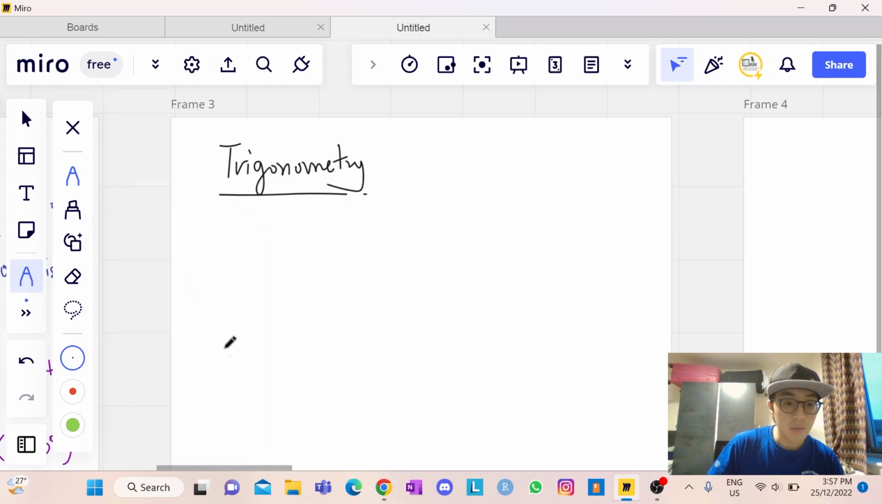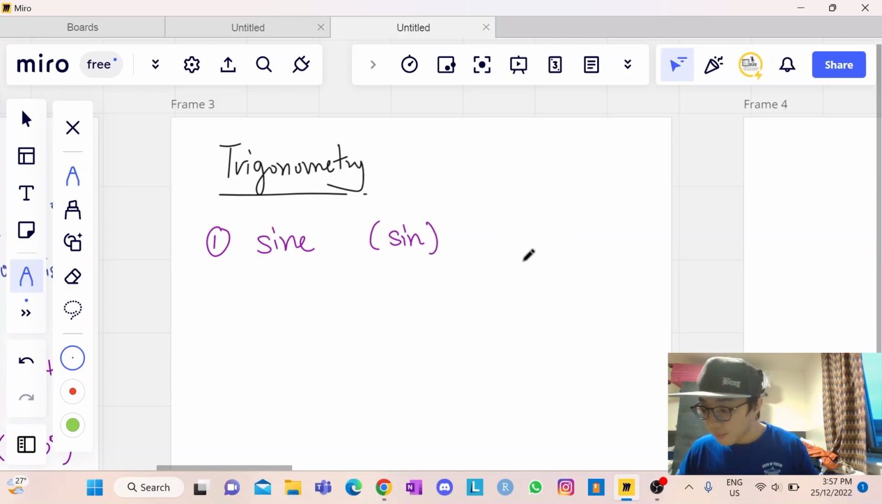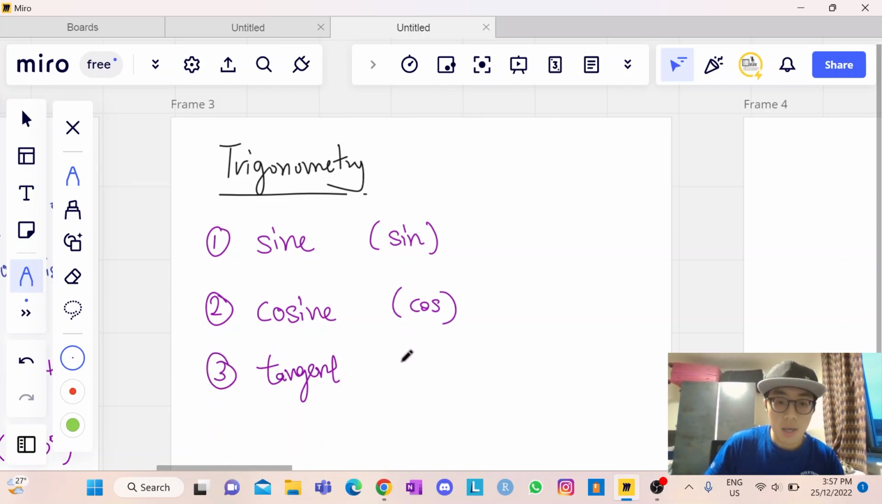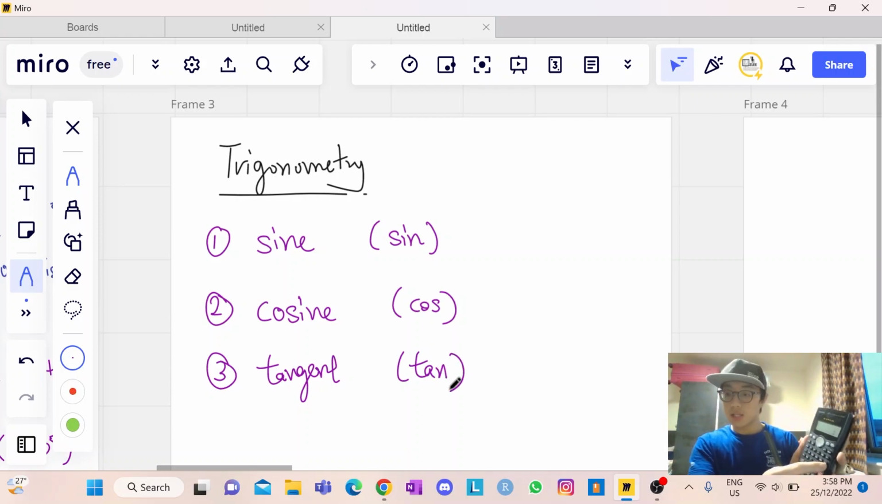Number one, we have sine, which in your calculator is called sin. I'm going to talk about the graph in the next video. Now I'm just going to introduce to you the names of these three beginner level trigonometry functions, or you can just call them basic. Number 2 is cosine, and it's called cos. And number 3 is tangent, and we will call it tan. All of these, sine, cos, and tangent, you can find right here.